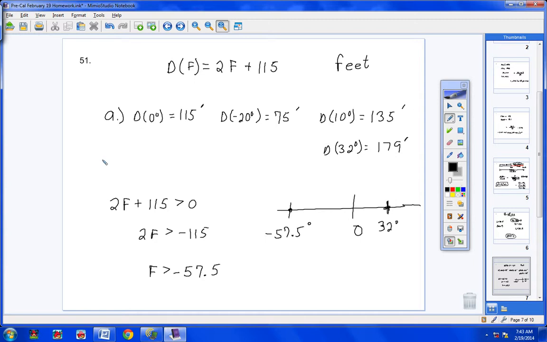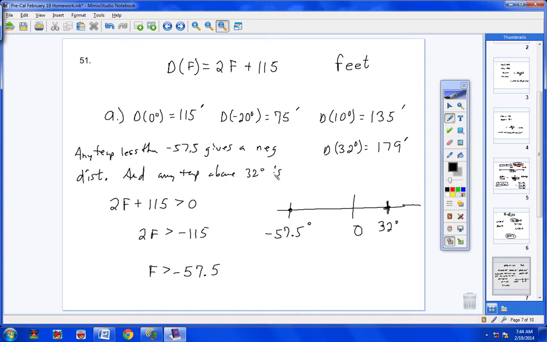I would put something like this: any temperature less than negative 57.5 gives a negative distance, and you can't have that. And any temperature above 32 degrees is not freezing. There you go. You just put it in words.